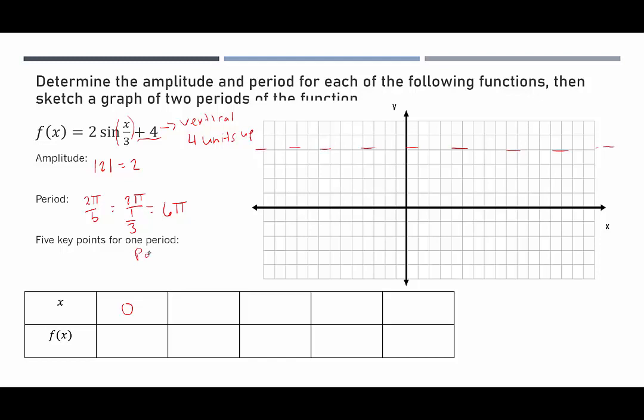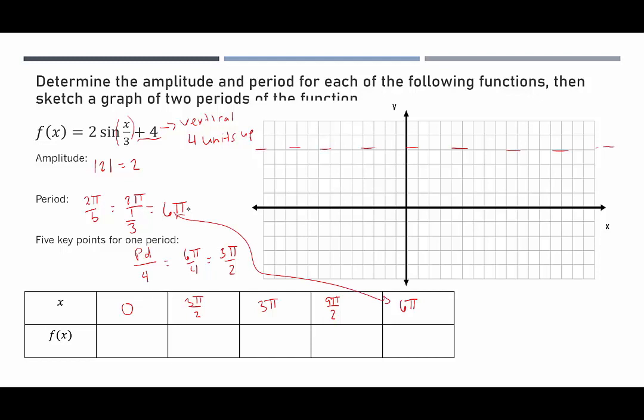Then to figure out the rest of the key points, we take the period and divide it by 4. So we're going to take 6 pi and divide it by 4, which will be 3 pi over 2. So we're going to add 3 pi over 2 each time. So this will be 0 plus 3 pi over 2. 3 pi over 2 plus 3 pi over 2 would be 6 pi over 2, which is 3 pi. Then 3 pi plus 3 pi over 2 will be 9 pi over 2. And 9 pi over 2 plus 3 pi over 2 would be 12 pi over 2, which is 6 pi. And we do get to do the check since there was no horizontal transformation.